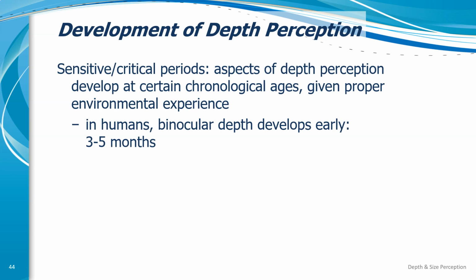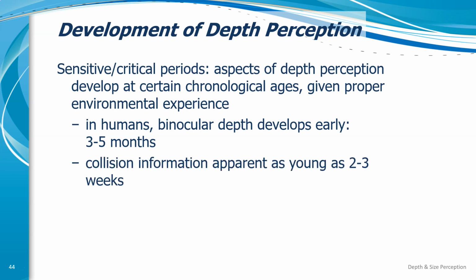So we can see that things like binocular depth develops pretty early on for such a powerful and sophisticated mechanism, developing somewhere between 3 and 5 months of age. Collision information can be processed by infants as young as 2 to 3 weeks old. How do you measure that? Okay, you kind of go up to an infant and you take like your hand and you kind of go like up to their face. You don't punch them. Okay, that's not the goal here. But if you do this to a young infant, they're going to kind of close their eyes and purse their lips as if they're bracing for a collision.